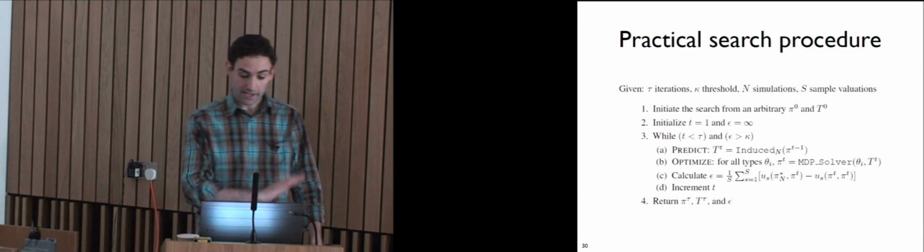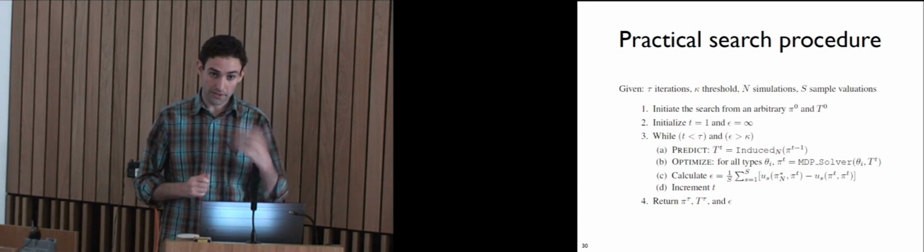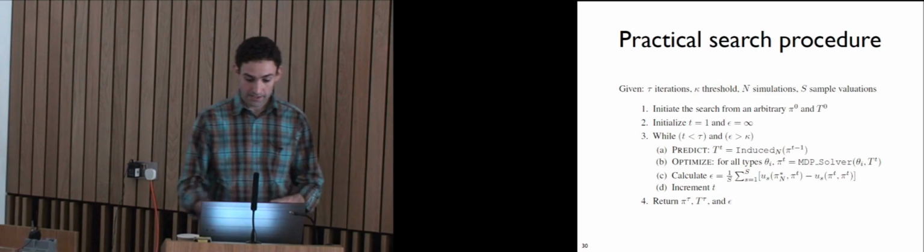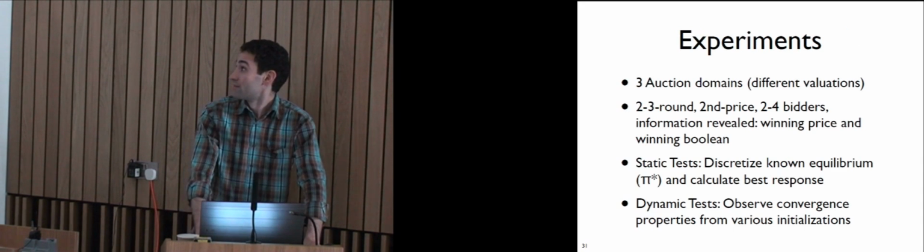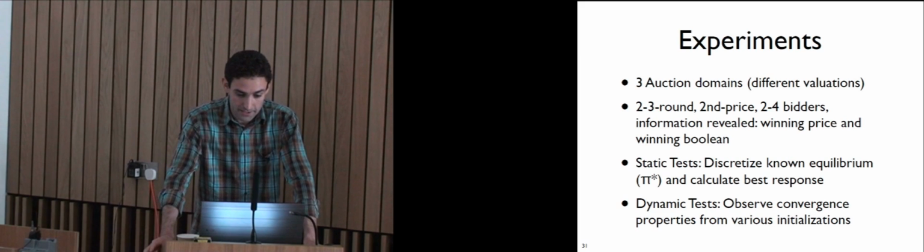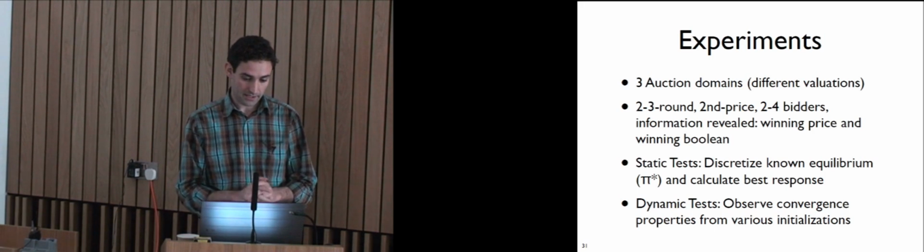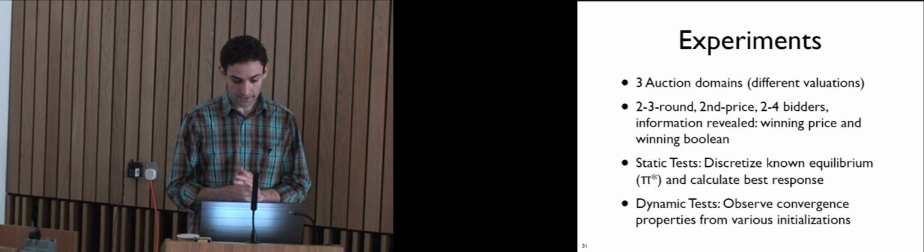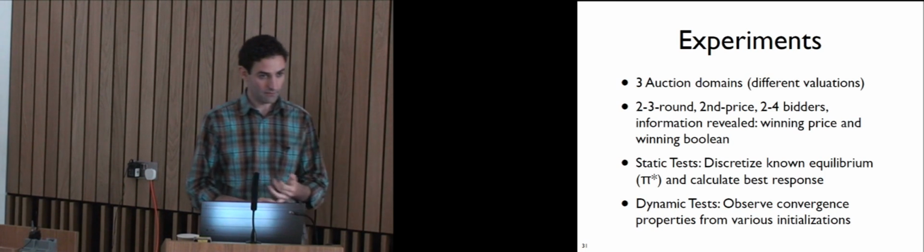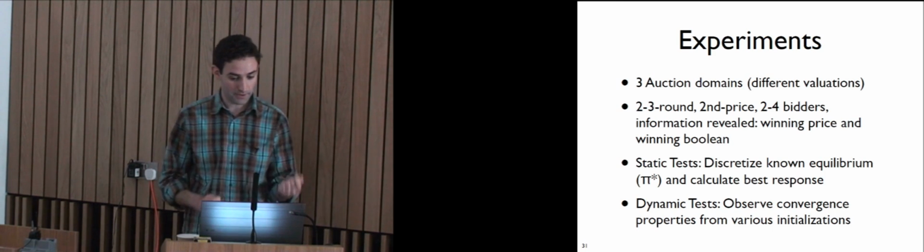Okay, and so this is the same slide as before, but now we are just saying that instead of doing real Bayesian updating, we are using histograms, and everything else is the same. So this was evaluated in 3 different auction domains, and those come from the economics literature. There were 2-round and 3-round auctions. All were second price, and the number of bidders varied from 2 to 4. And the information that was revealed after each auction was the identity of the winner and the price.